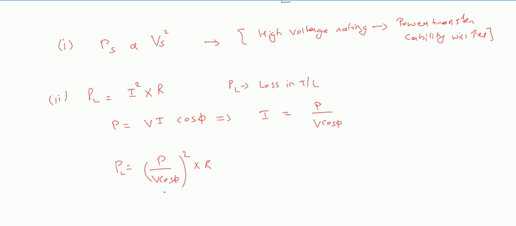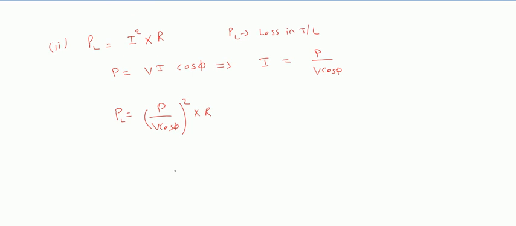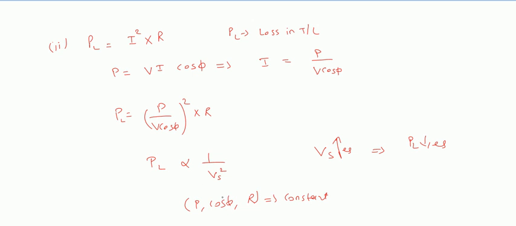Now as you see, here this V is nothing but the sending end voltage. So we can see that PL is directly proportional to Vs square. As you increase the voltage higher and higher, losses will reduce at a much faster rate, because it is proportional to the square of the voltage. Here we are considering that P, cos phi and the resistance are constant: the sending end power is constant, the power factor is constant, and the resistance of the line is constant.